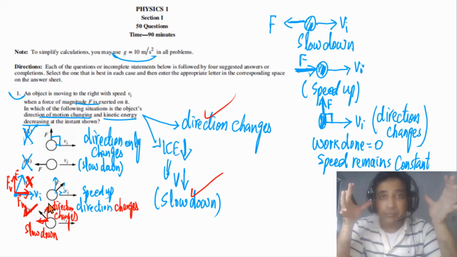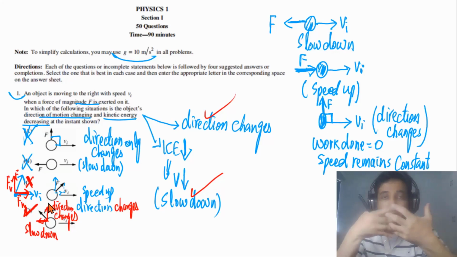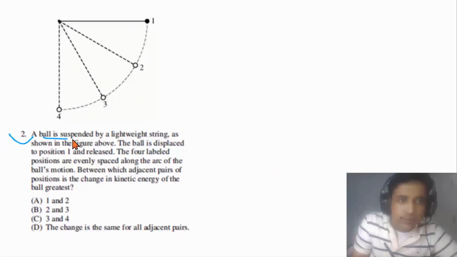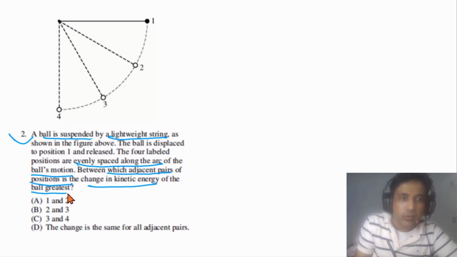I hope you have some better understanding of this question, and also you have improved your conceptual understanding of forces and motion, meaning how forces and motion are linked together. Question 2 says a ball is suspended by a lightweight string. As shown in the figure above, the ball is displaced to position 1 and released. The 4 labeled positions are evenly spaced along the arc of the ball's motion. Between which adjacent pairs of positions is the change in kinetic energy of the ball greatest?